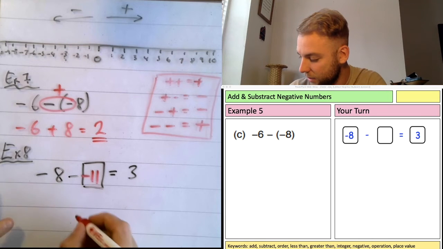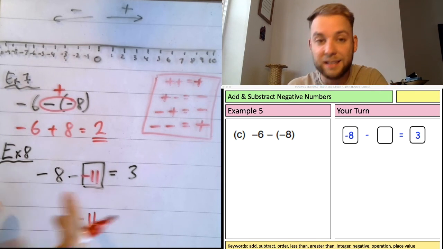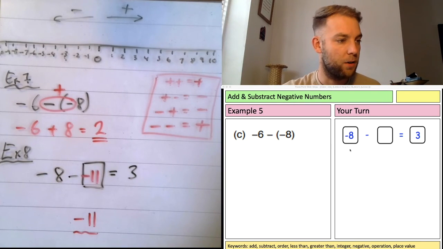So it is tricky, that one. The answer to that one is negative 11, because subtracting negative 11 is the same as adding 11. Okay, so just be careful with that one. All right, that was a tricky one, that one.